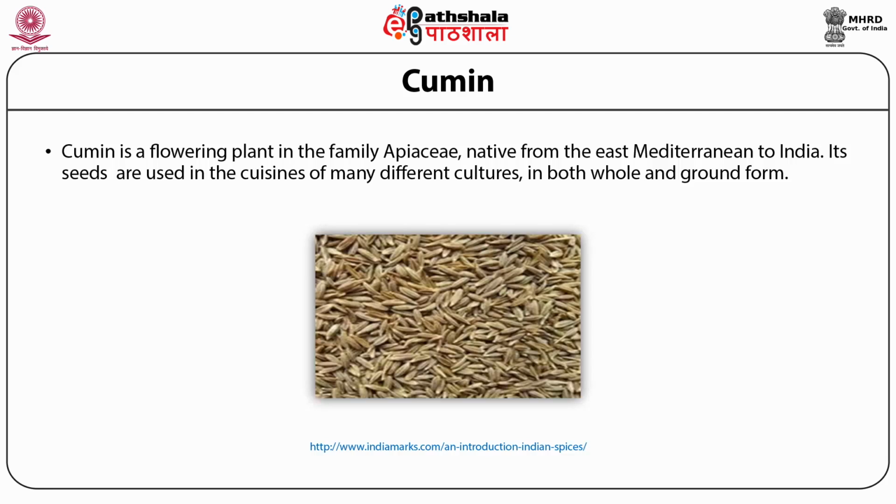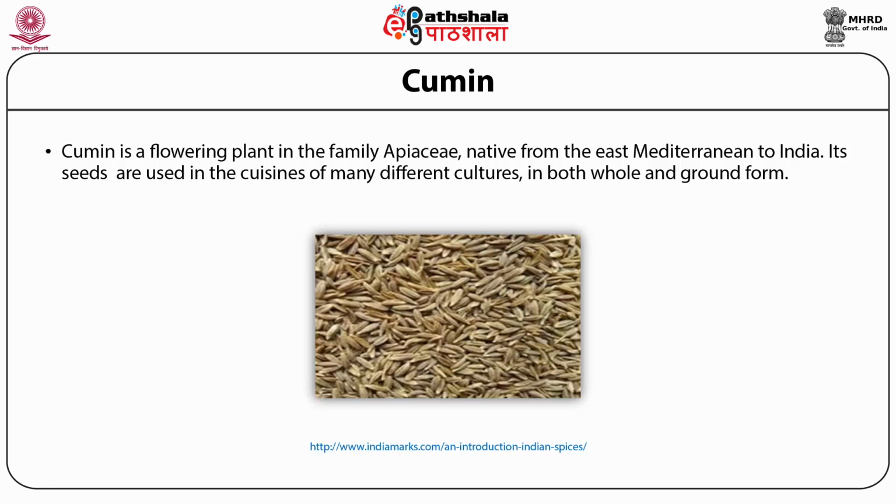Cumin is native to the Mediterranean region and it was well known in ancient Egypt as well as in Greece and Rome. Cumin was also a common spice in the Middle Ages in Europe. It was also used as a medicine.